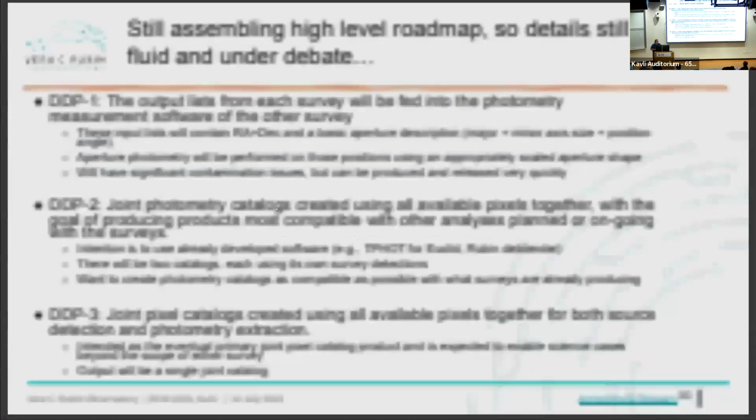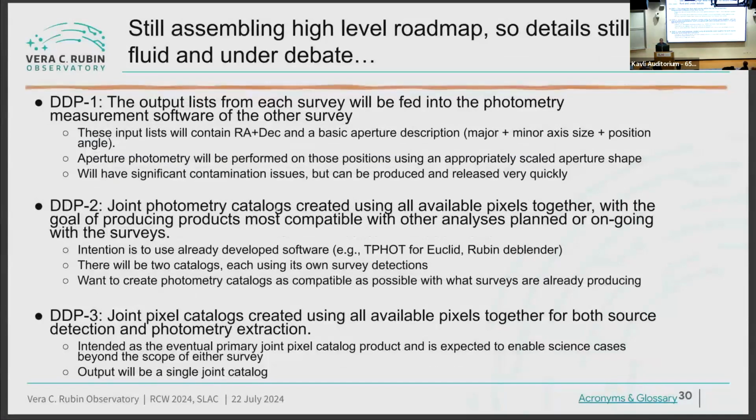All right, so again, we're still assembling the high level roadmaps. The details are still fluid and under debate, but basically DDP1, the basic idea is you're going to take output lists from each survey and you're going to feed them into the photometry measurement software of the other survey. And you're basically going to do aperture photometry. It'll be an aperture which is scaled and probably it'll know the shape of the object, so it won't be just a simple circular aperture, but it'll just be aperture photometry.